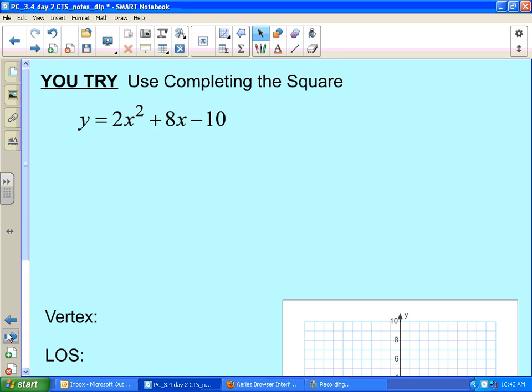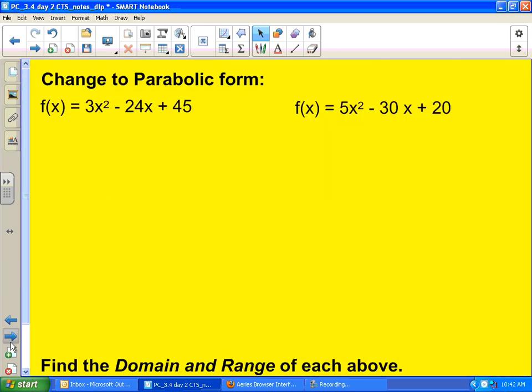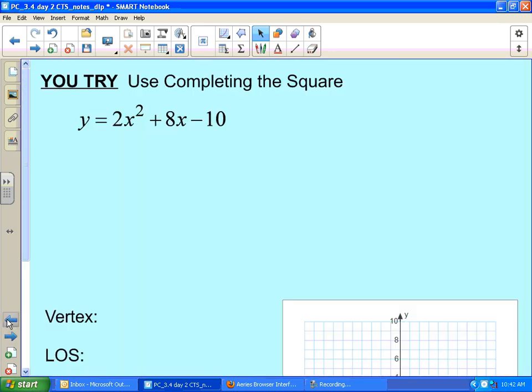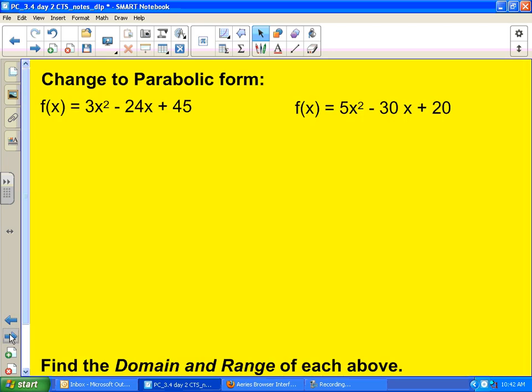All right, you're going to try this. I think we have one more here. Yeah, we're going to do this one instead because it's the same thing. But I'd like you to take, let's do, which one of those should we do? Let's do this one. F of x equals 3x squared minus 24x.